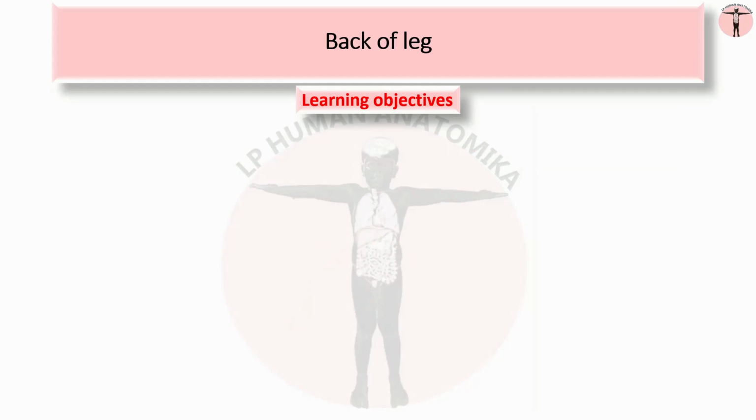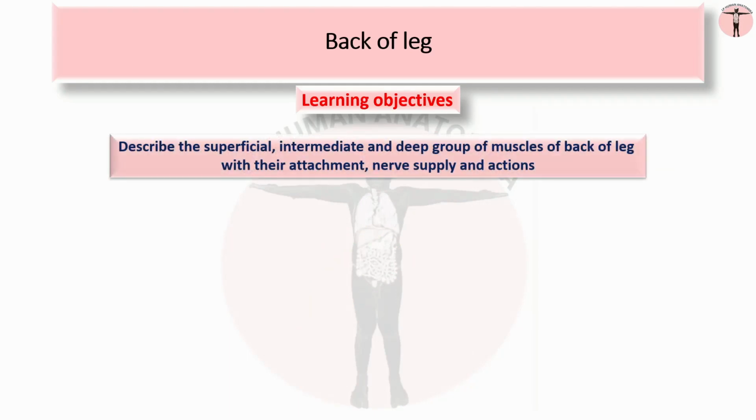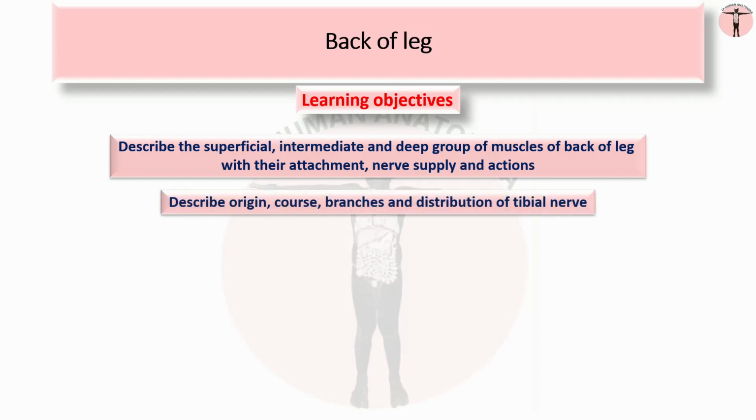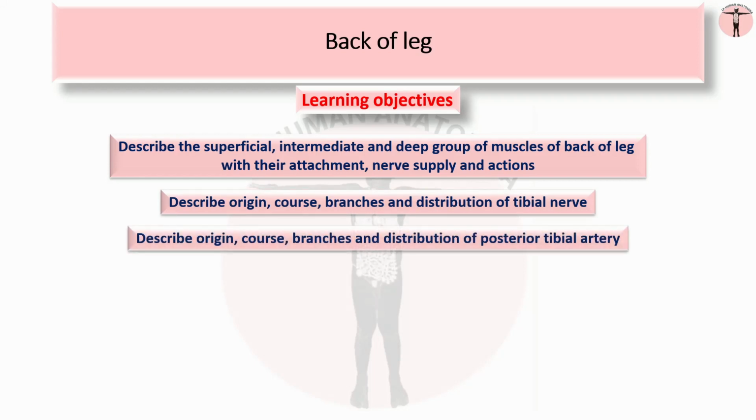At the end of this session, you should be able to describe the superficial, intermediate, and deep group of muscles of back of leg with their attachment, nerve supply, and actions. Describe origin, course, branches, and distribution of tibial nerve. Describe origin, course, branches, and distribution of posterior tibial artery.